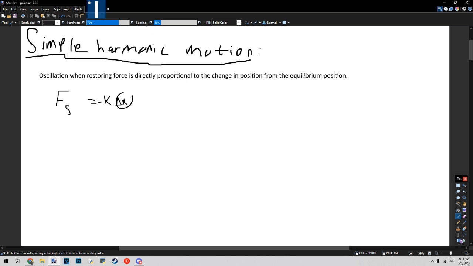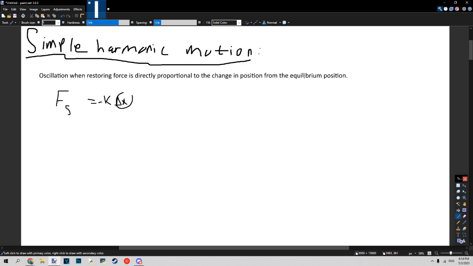And that's most of what there is to simple harmonic motion, right? It's just change in position from an equilibrium position. There's no trick to it. It's just that simple. So now that we have that, we need to work out a few equations for simple harmonic motion.